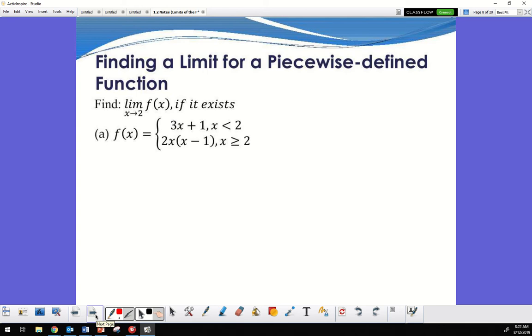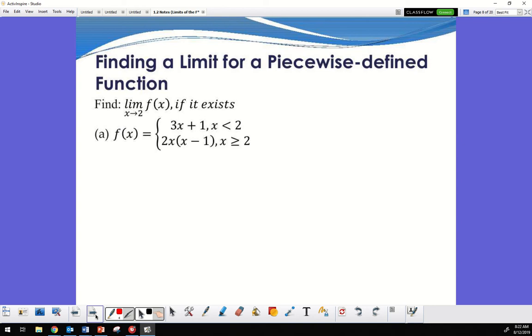Find a limit for a piecewise defined function. We did piecewise in the calculator the other day. Hopefully you guys wrote down the steps. If not, you could go back to the video, write it back down, and then go from there. All right, so this is like a warm-up too. Find the limit as x approaches 2 if it exists.